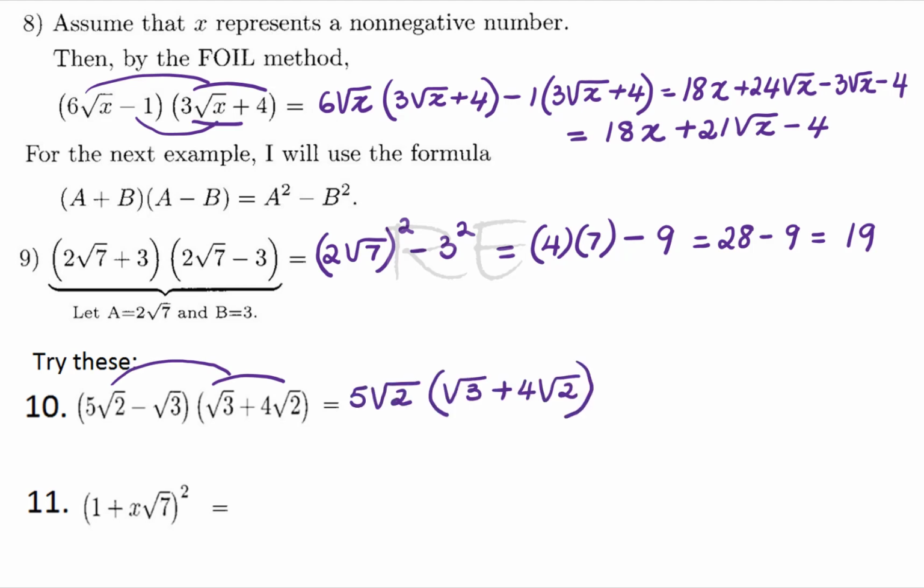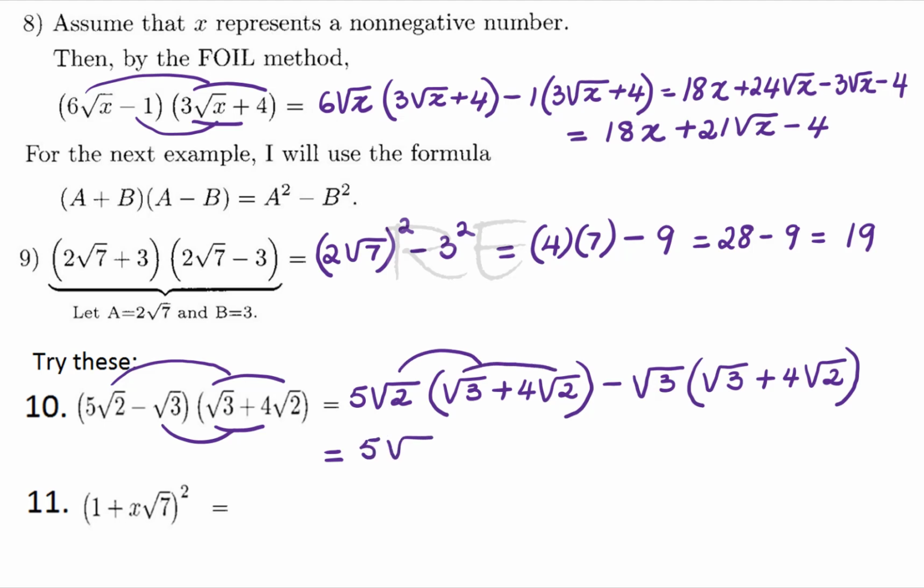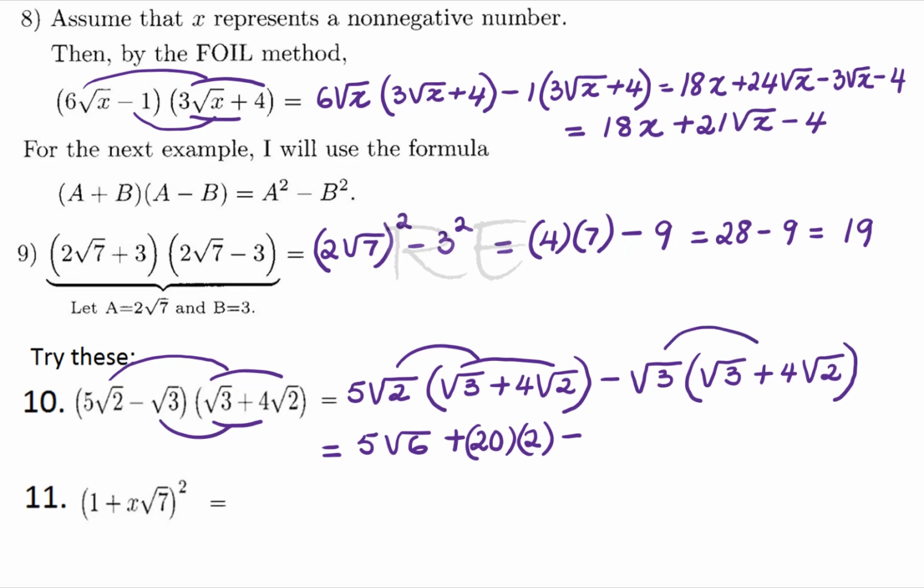We're going to distribute 5 square root of 2 over square root of 3 plus 4 square root of 2. Then square root of 3 over square root of 3 plus 4 square root of 2. 5 square root of 2 times square root of 3 is 5 square root of 6. 5 square root of 2 times 4 square root of 2: 5 times 4 is 20. So it's 20 times 2.